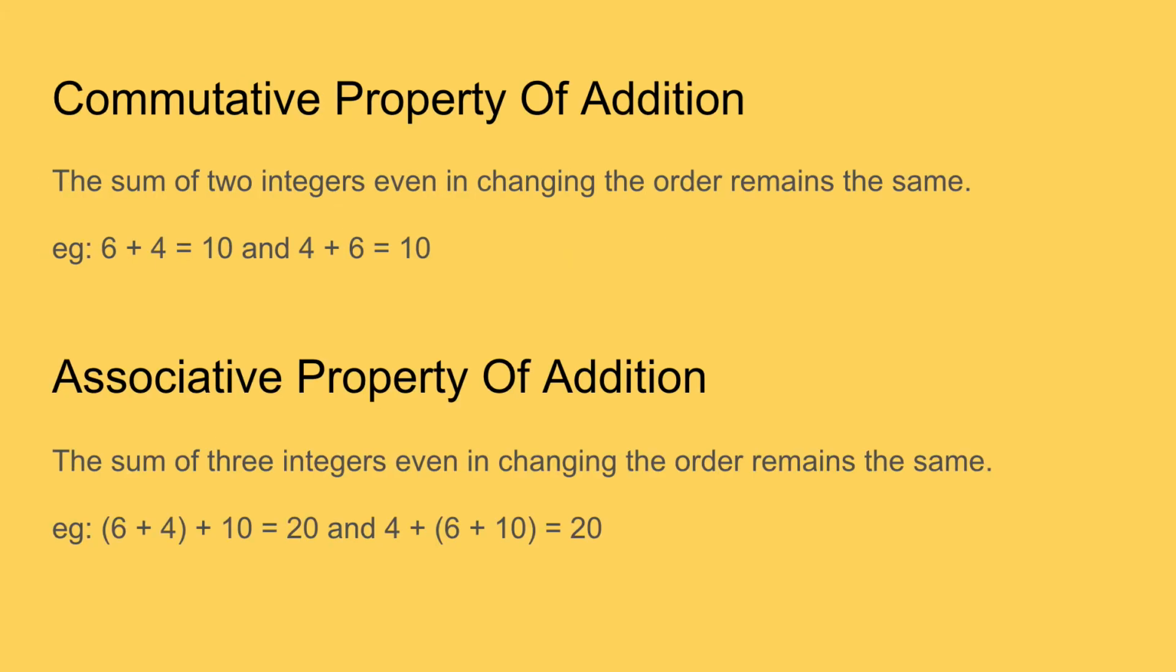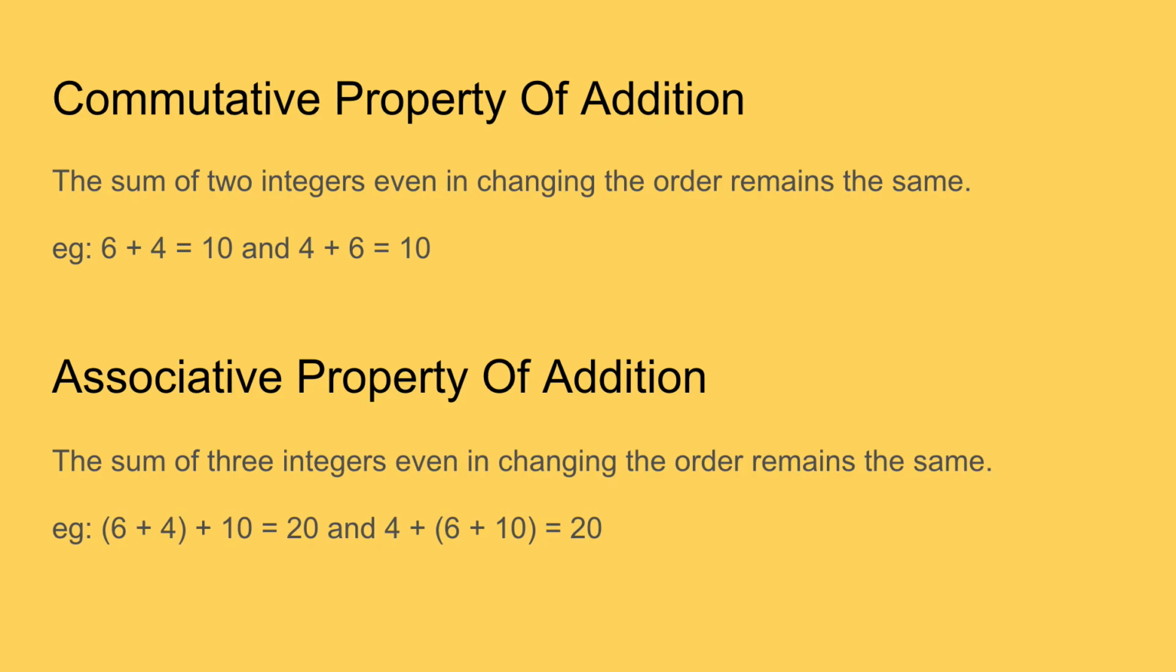And we have two main properties for addition. One is the commutative property. The sum of two integers, even on changing the order, remains the same. So here we have 6 plus 4 equals 10. Even if we change the order and keep it as 4 plus 6, we get the answer also as 10. This doesn't apply for subtraction, as 6 minus 4 will be 2, but 4 minus 6 will be -2.